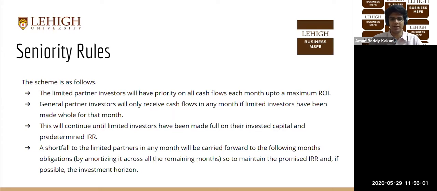Primarily, the limited partner has priority on all cash flows up to what's required to meet its return and time horizons. The rest goes to the general partners, and if there's a shortfall to limited partners, the deficit is made up for by carrying forward that deficit to the remaining months in the investment horizon to the best possible. Sometimes it won't be able to make up that shortfall if it's close enough to the deadline. Either the project time horizon will have to be extended, or the returns will have to be taken on with more leverage. And so you can go to the next slide.